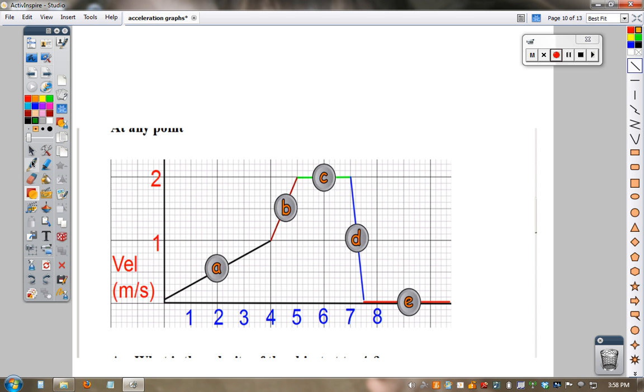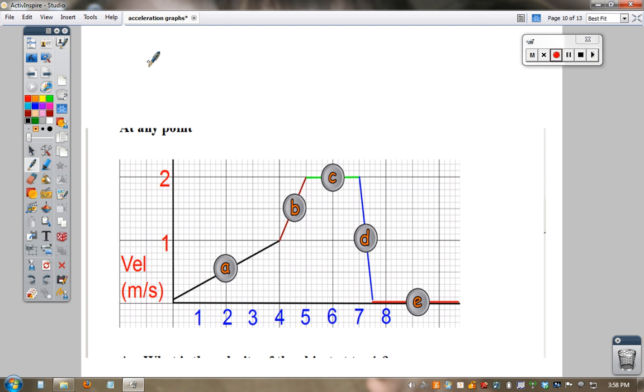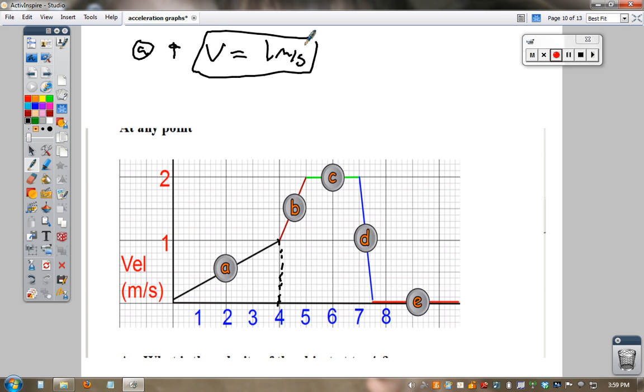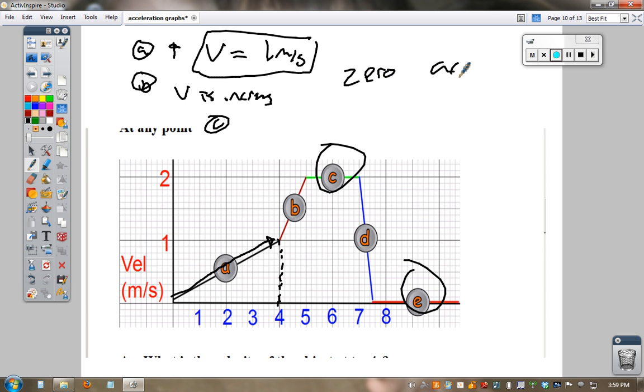On the last graph, ooh, what was it asking? During A, I'm going to pause this, let me check. Okay, sorry, I got it now. So the question is, at 4 seconds, what's the velocity? V equals, you need your units, 1 meter per second. B. Velocity is increasing because it's accelerating. V is increasing. And C, both C and E have 0 acceleration, but E is not moving, and C has constant V of 2 meters per second.